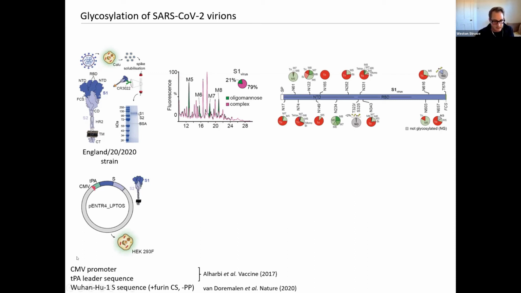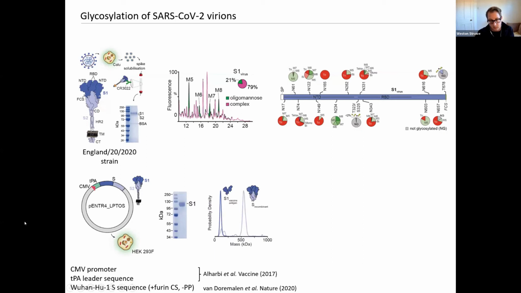So this has a CMV promoter, the tissue plasminogen activator leader sequence, and the S sequence from the Wuhan strain. This maintains the furin cleavage site and doesn't have the triple proline mutation. We expressed this in HEK293T cells. And what we saw was an abundance of S1 in the supernatant. So that's what this gel is.